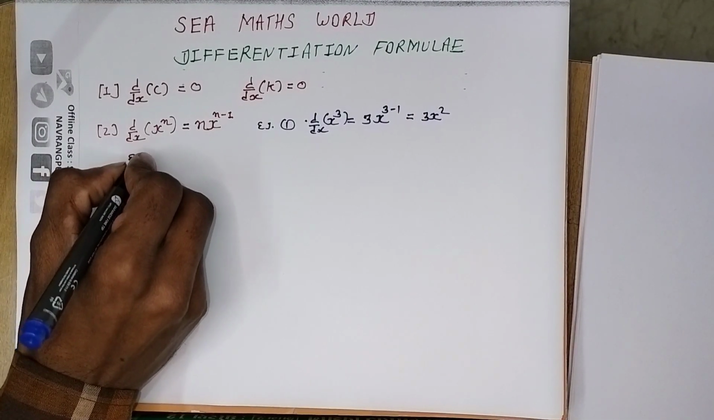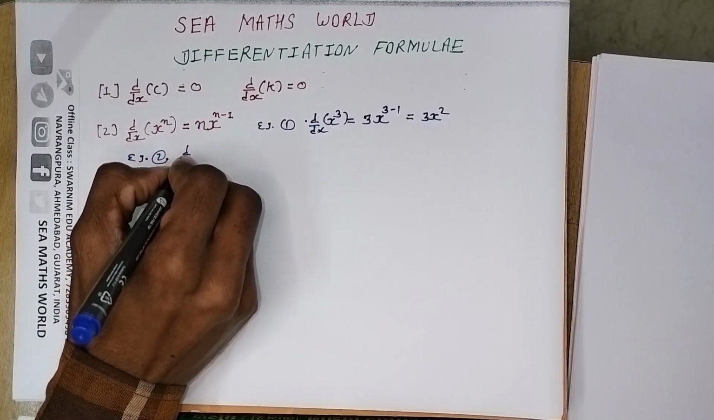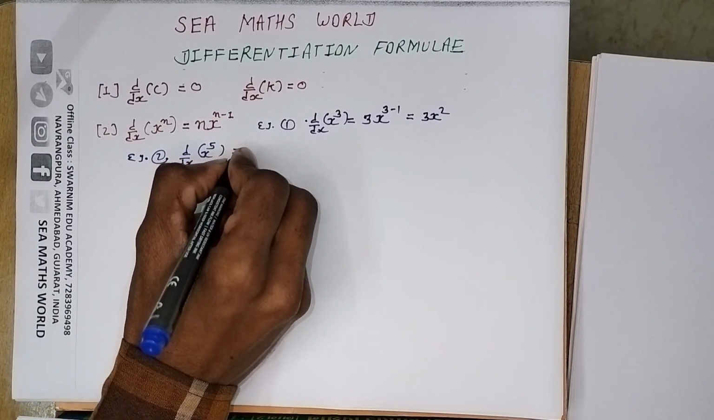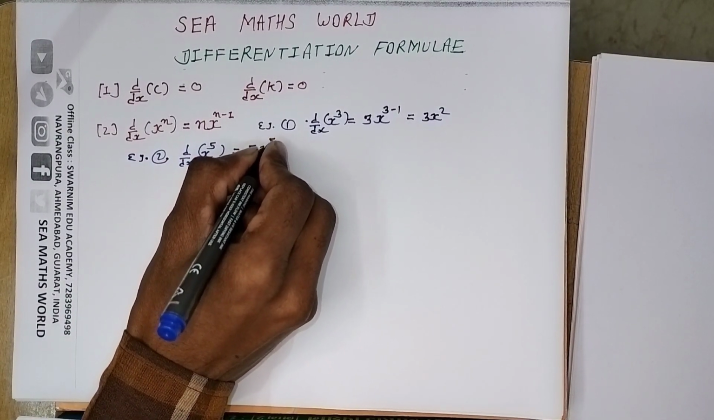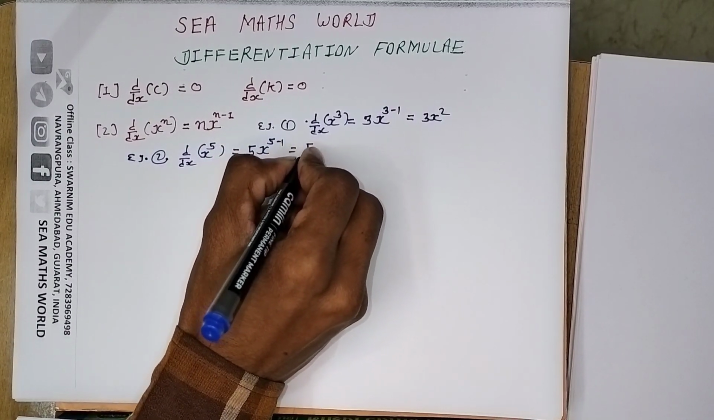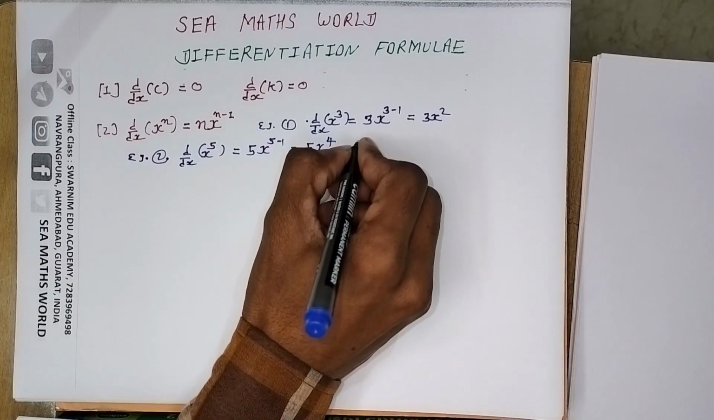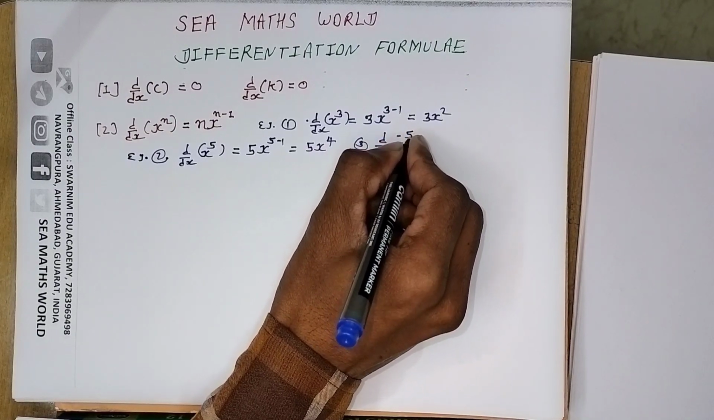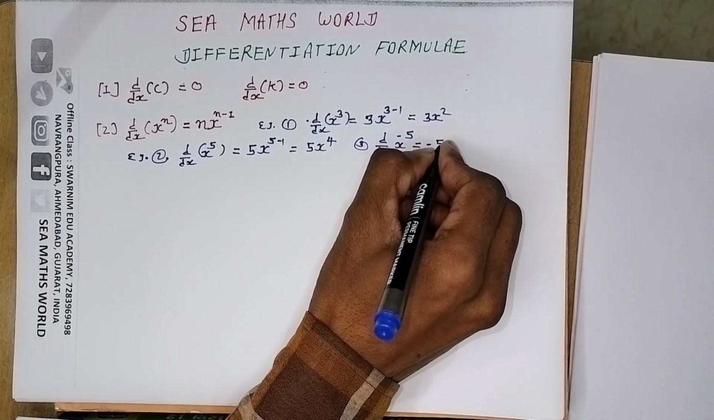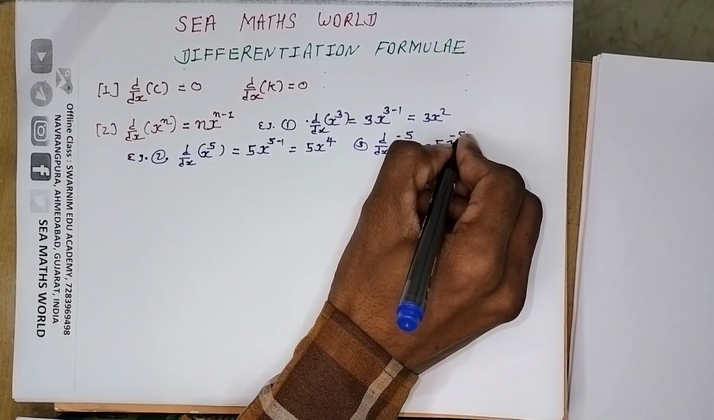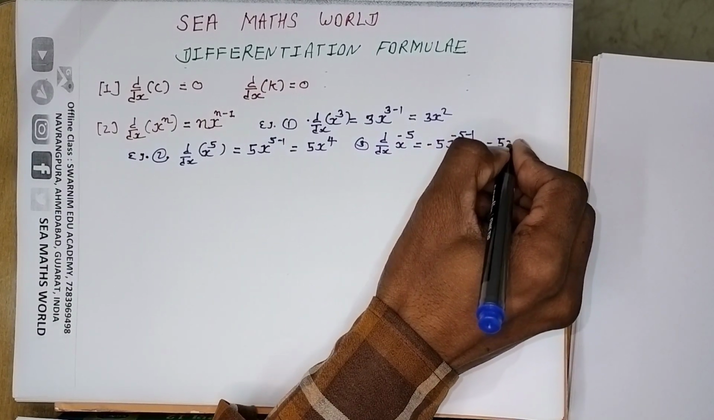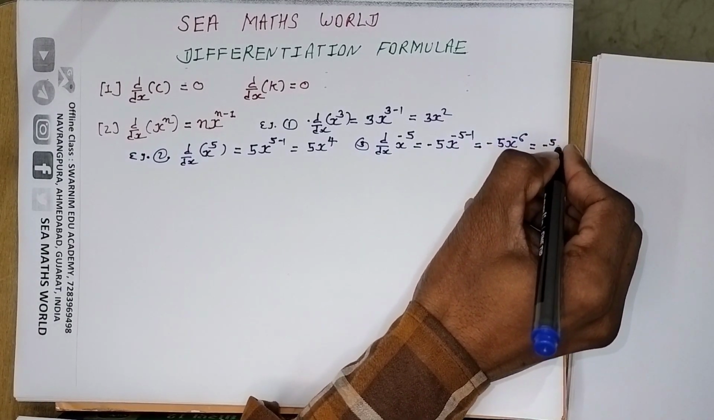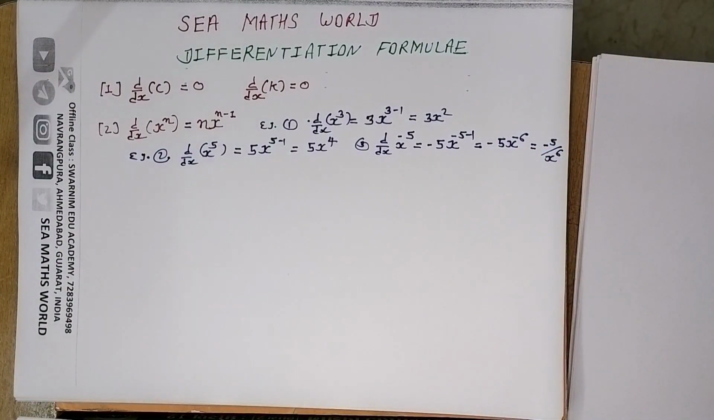One more example, differentiation of x raised to 5. Here power is given 5, so that will come forward. Now reduce by 1, so it will be 5x raised to 4. And last example, differentiation of x raised to minus 5. Here minus 5 power, that will come forward. Now reduce by 1, then it will become minus 5x raised to minus 6. Here is minus 6 power. In division, it will become plus 6. Okay.